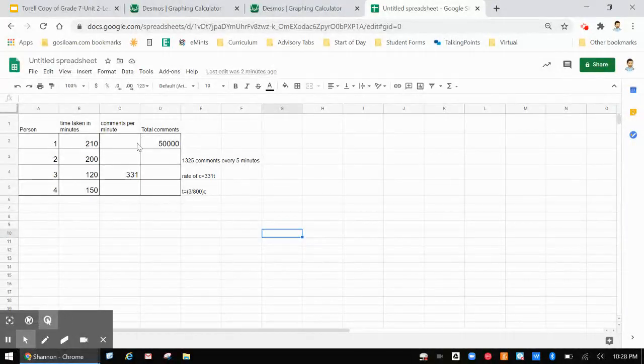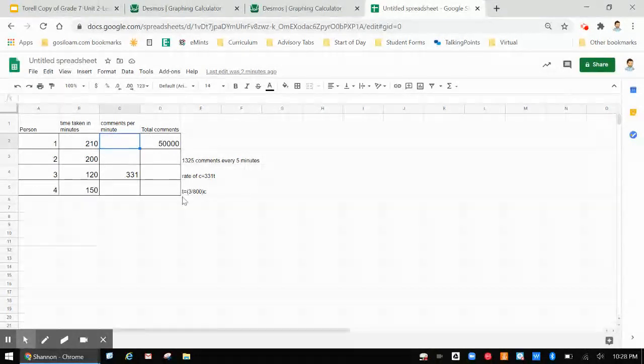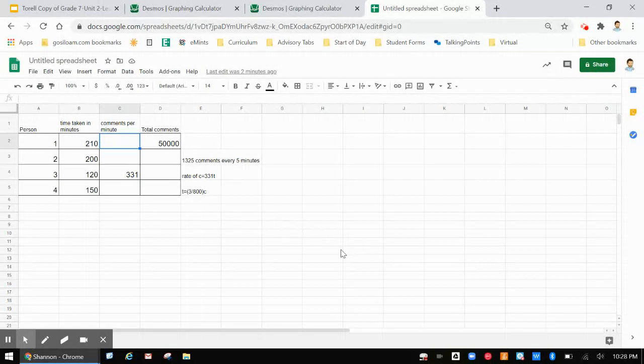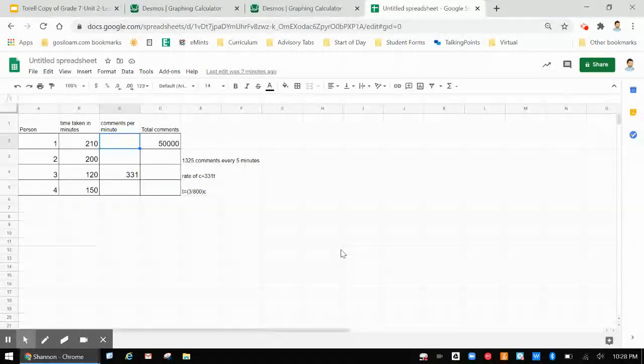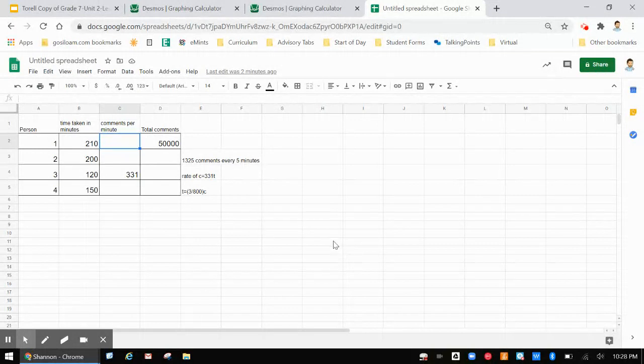Okay, if you guess you divide the 50,000 comments by 210 minutes to get your number of comments per minute, you are correct. We're trying to find that unit rate, right? So we're coming up with 238.1 comments per minute. For every minute, this person was able to read 238 comments per minute.